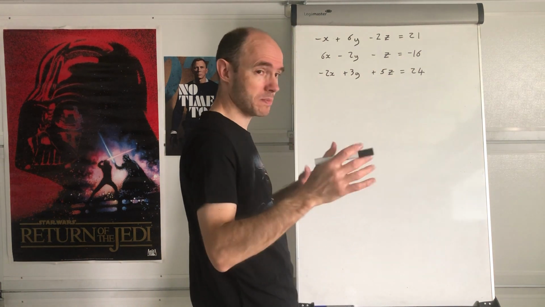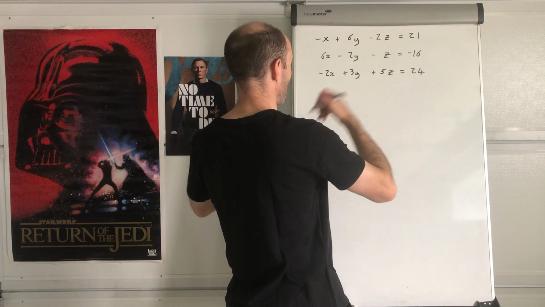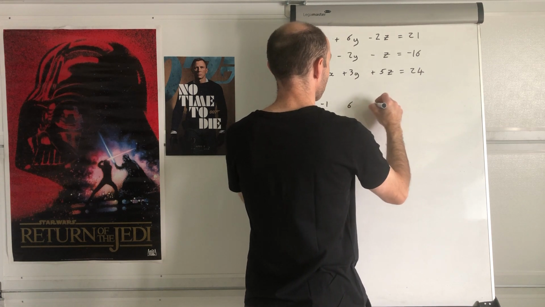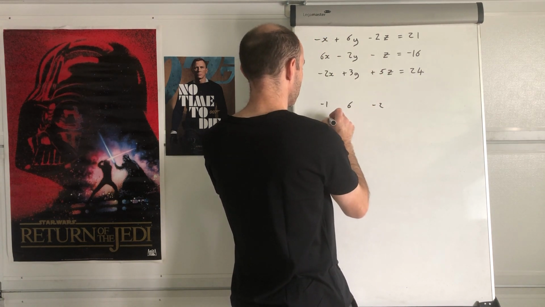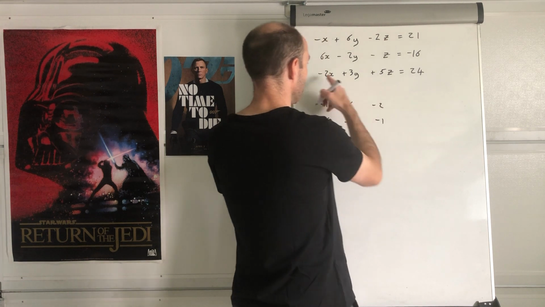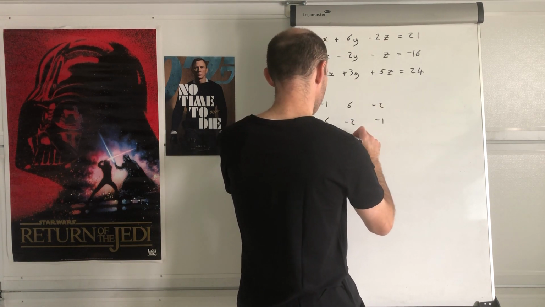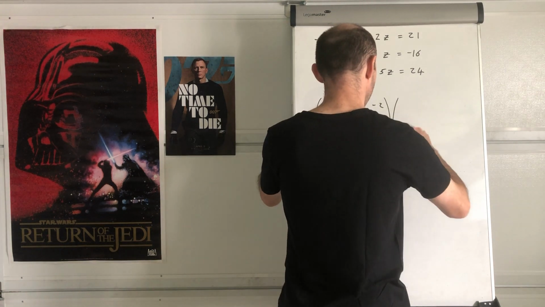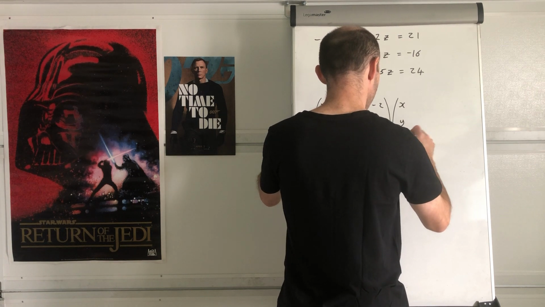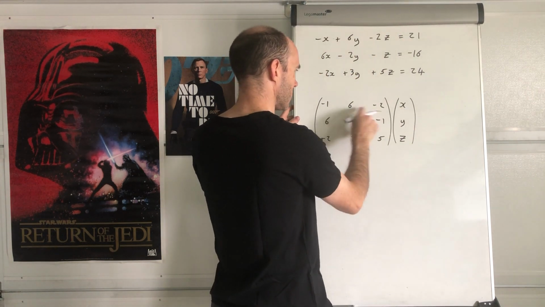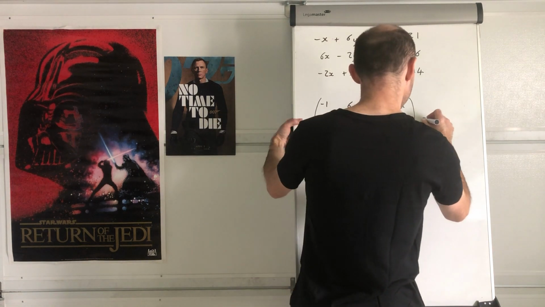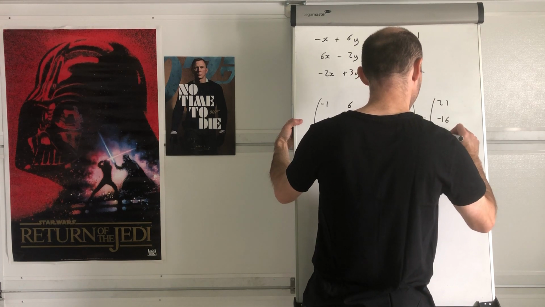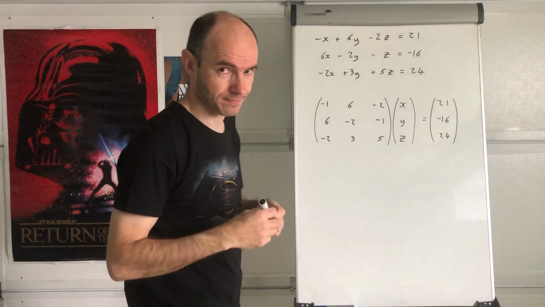So if you remember from the two-dimensional problem I gave you, you write the problem in matrix form like this. So it'd be -1, 6, -2, then 6, -2, -1, then -2, 3, 5. So that's your 3 by 3 matrix. And then you'd have x, y, z, because of course that gives you that as your first line. Equals 21, -16, 24. So that's how you write it out in matrix form.